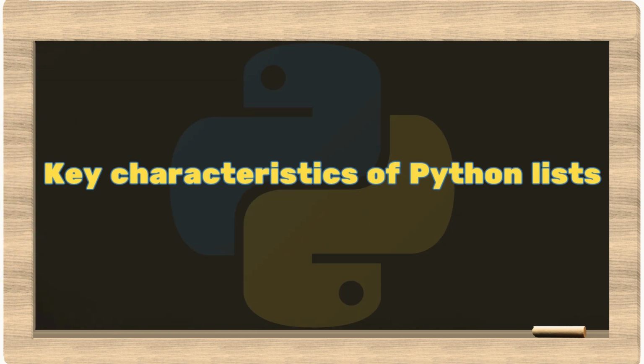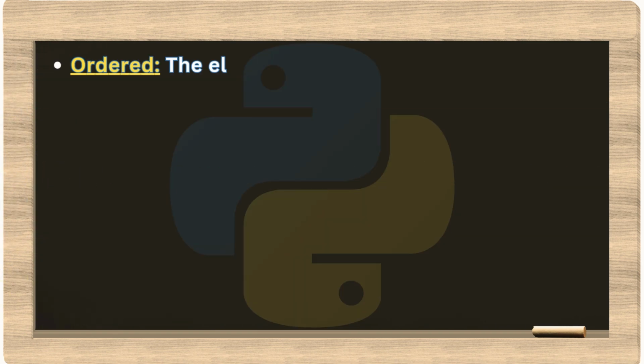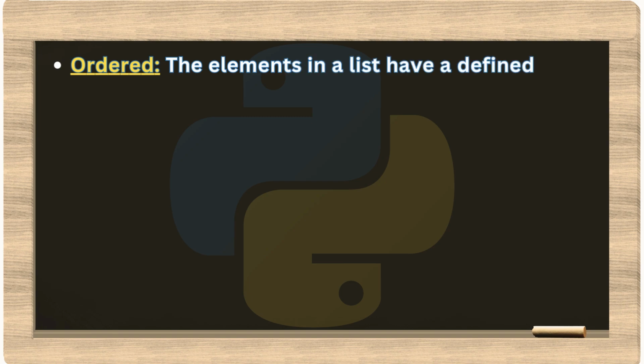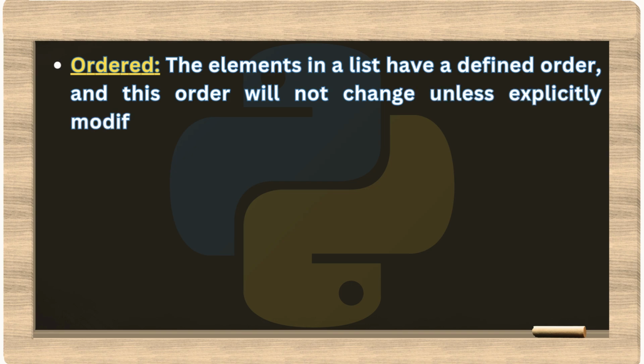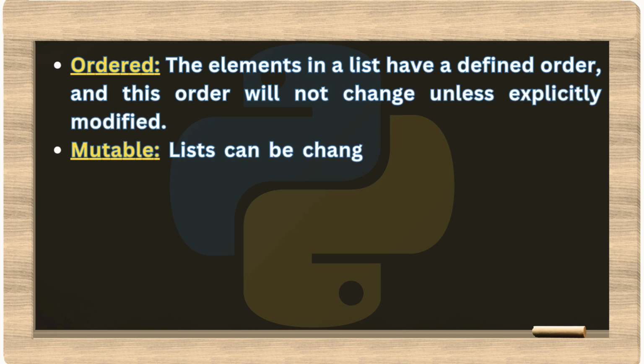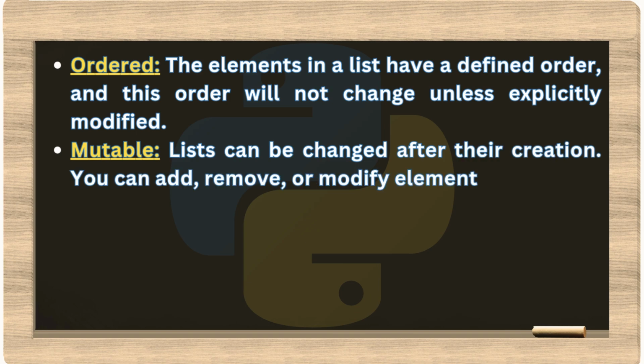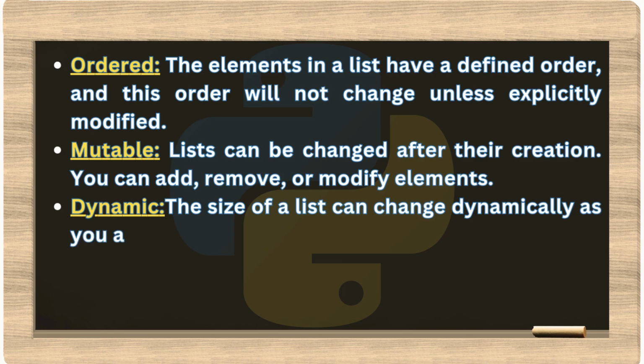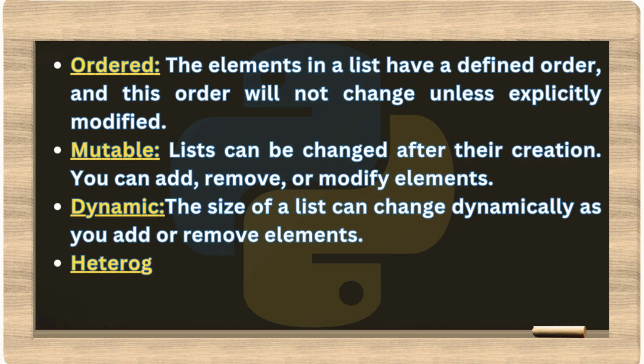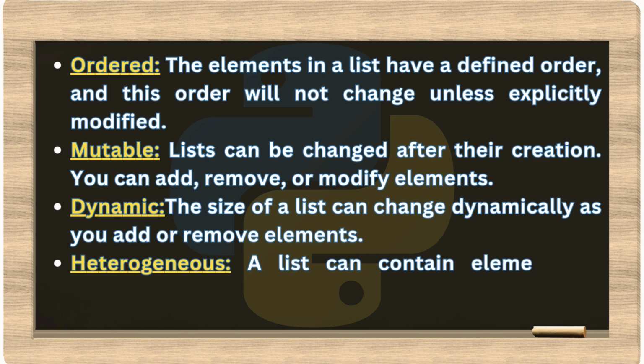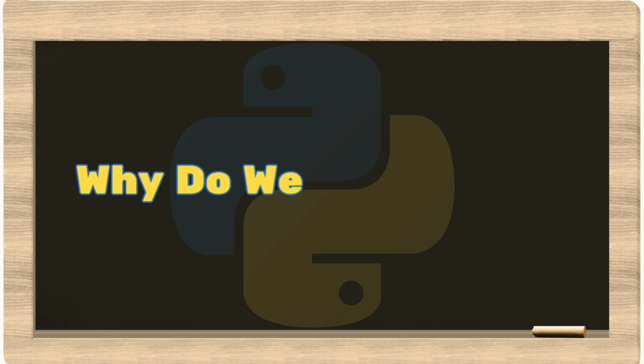Key characteristics of Python lists. Ordered. The elements in a list have a defined order, and this order will not change unless explicitly modified. Mutable. Lists can be changed after their creation. You can add, remove, or modify elements. Dynamic. The size of a list can change dynamically as you add or remove elements. Heterogeneous. A list can contain elements of different data types.